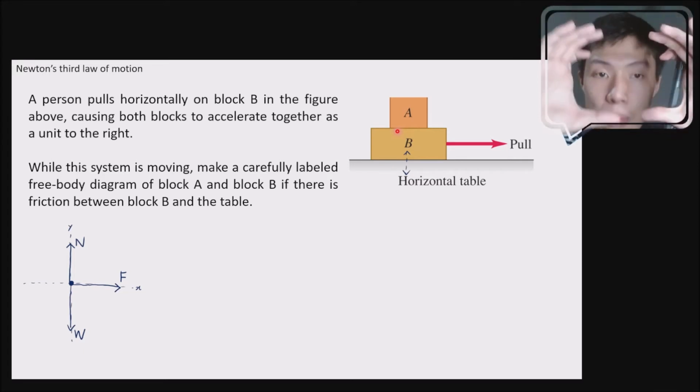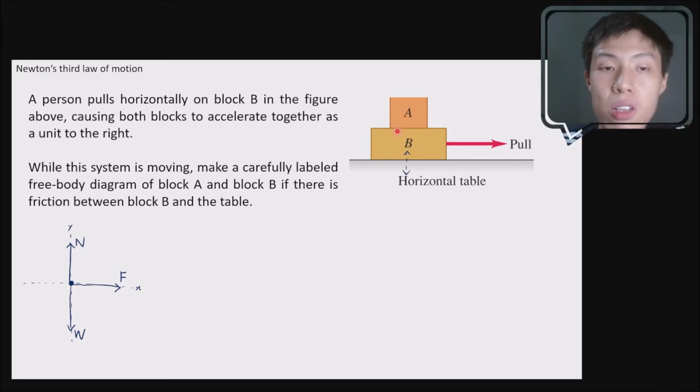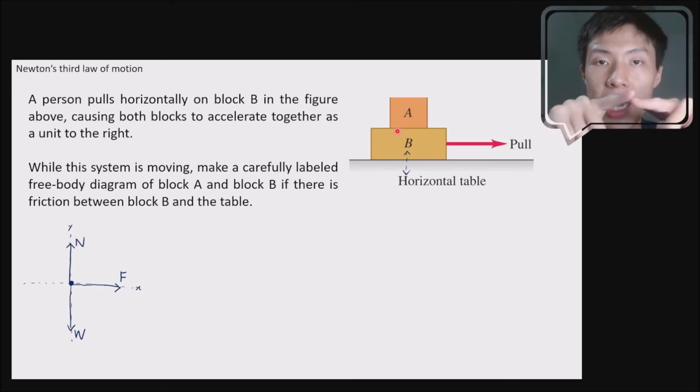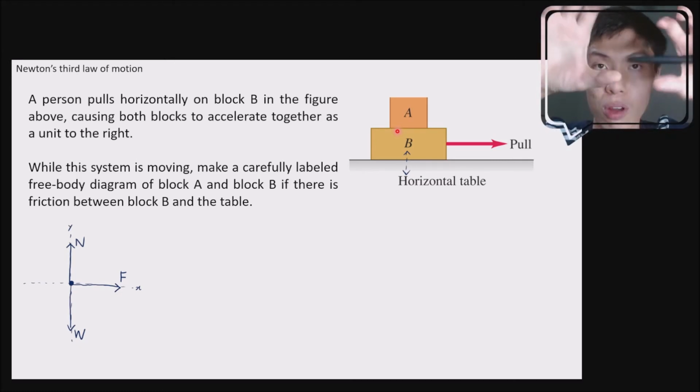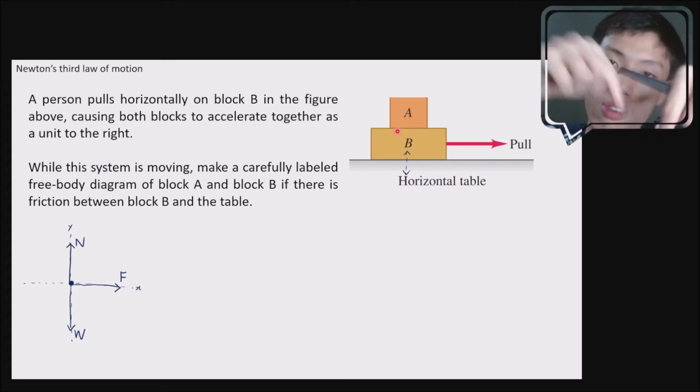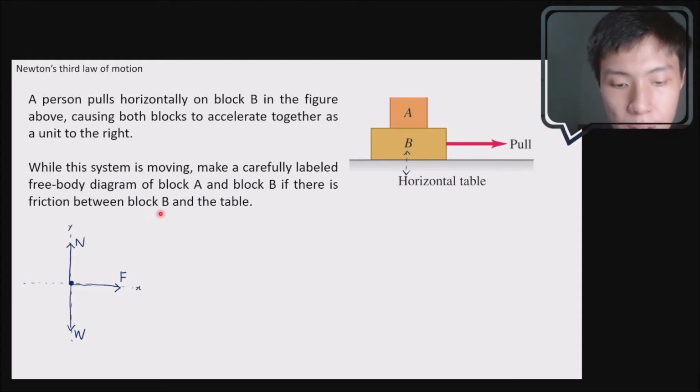Block A is sitting on block B. So for block A to push on block B, you have to push downward, right? Because a pull would be upward, but the normal force is a push. So if block A is above block B, block A has to push, and in order to push, it has to push downward. Therefore, we have a force exerted by block A on block B, and this force is pointing downward.